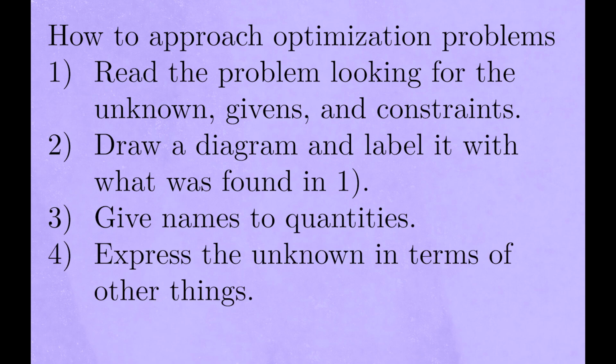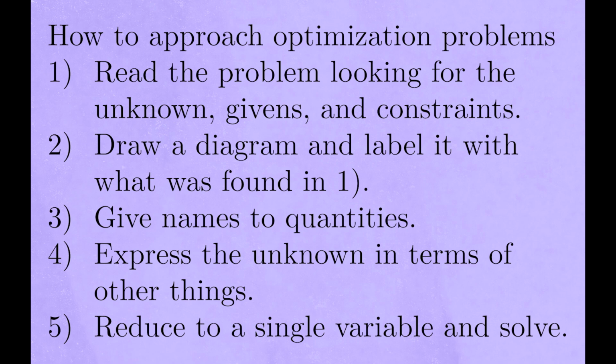We then try to express the quantity we want in terms of the other things we have named. If our expression has multiple variables, then we use the given information to find equations among these variables, which allows us to eliminate them until we only have one variable in our function. We then use our ideas about finding extrema to find the global maximum or minimum value, whichever our problem asks for.